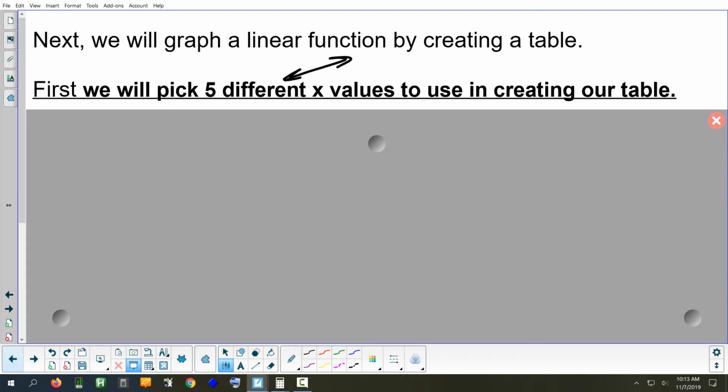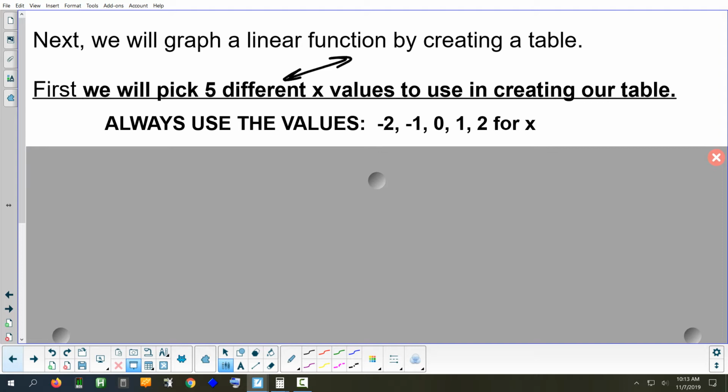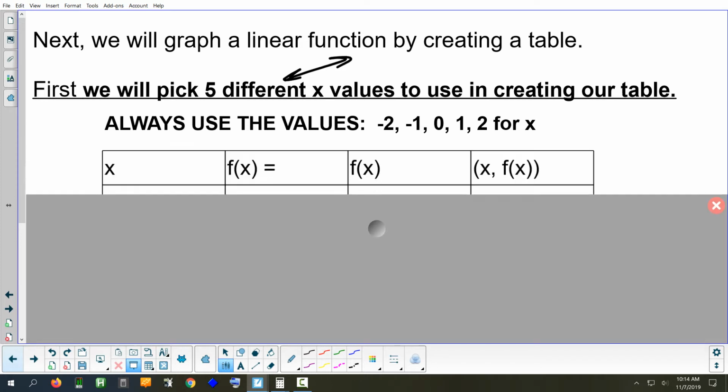I also wouldn't pick, what other kind of numbers would I avoid? Yeah, I would avoid fractions. You can do fractions, but it's going to make the arithmetic harder for you. So my suggestion, when you're picking values you want to use for x, you always want a few negatives and a few positives. I would plug in negative 2, negative 1, 0, 1, and 2. If you don't want to do that, fine. Pick 57, 98, 106, 105. I don't care. But the arithmetic's going to be a lot harder because you picked bigger numbers. Okay, so I would stick with those.